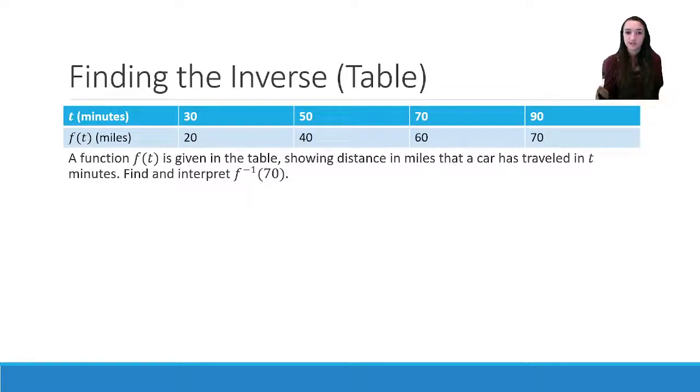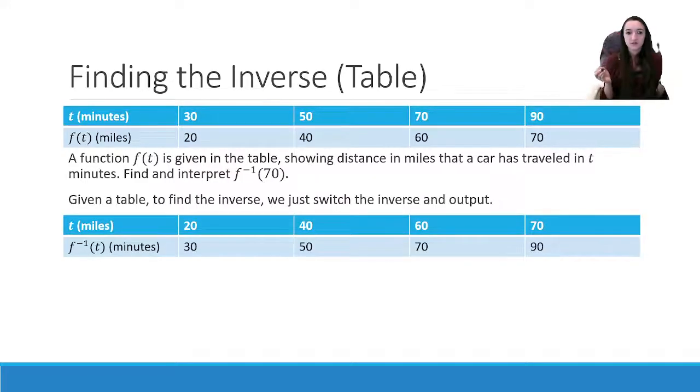If we were given a table, one way we can do this is we're just inverting our table. We're switching our domain and our range. So a function f of t is given in the table showing distance in miles that a car has traveled in t minutes. And if we wanted to find and interpret f inverse of 70, we can find the inverse by just switching the inputs and outputs. So t is now miles, and f inverse of t is now minutes.